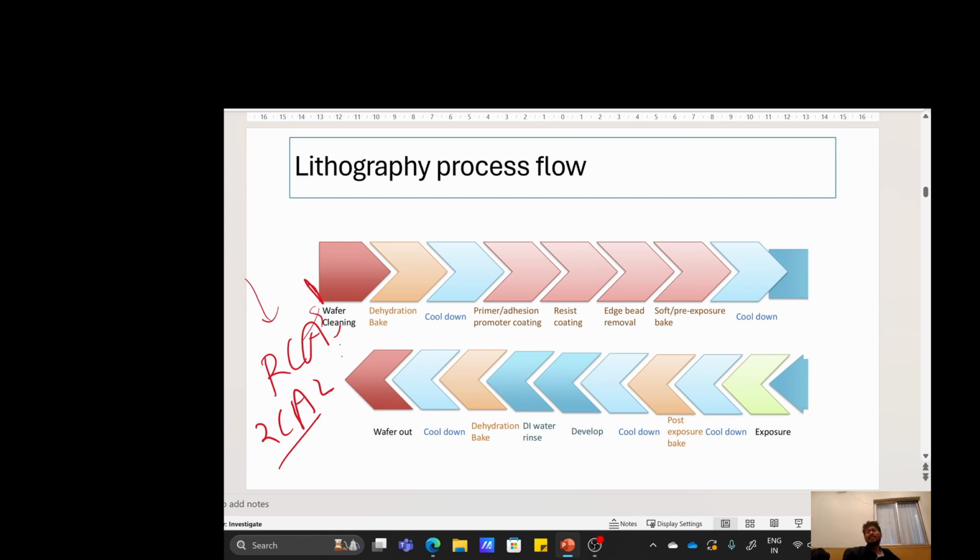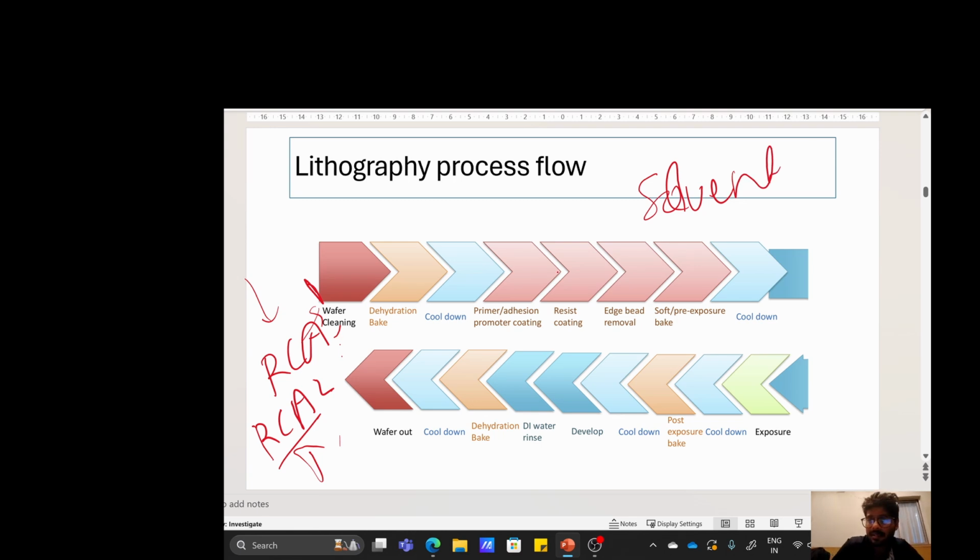This process is mainly done for diffusion, or we can say dry oxidation, because when we take the new wafer, we do the RCA cleaning and then we do the diffusion or oxidation. And for lithography, mainly we do the solvent cleaning.